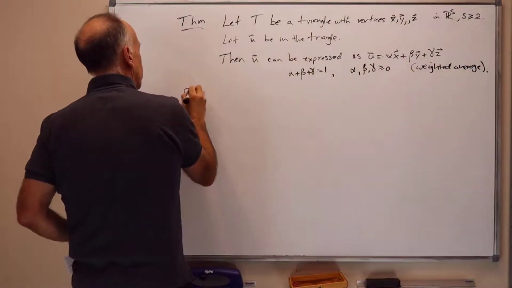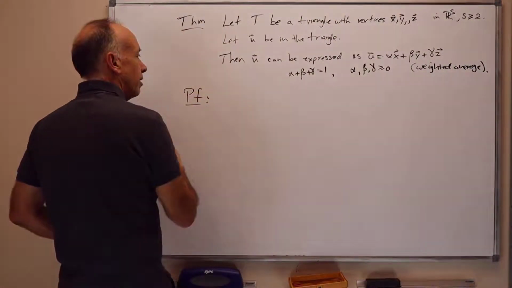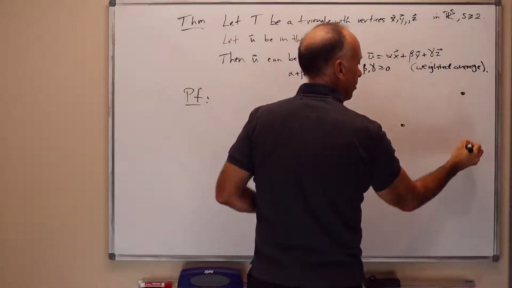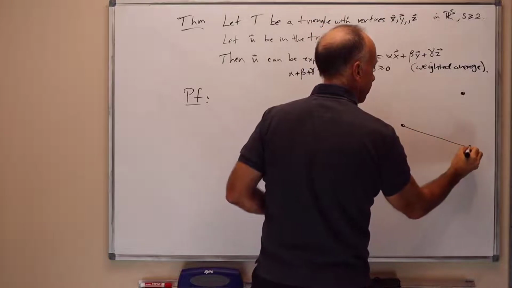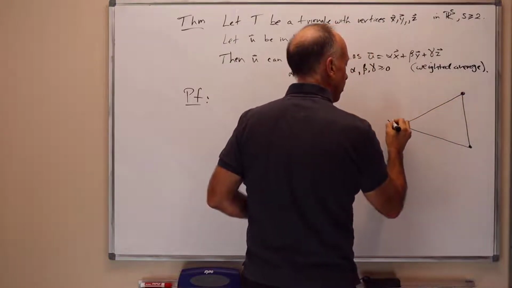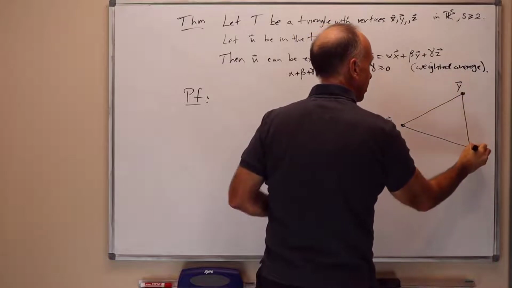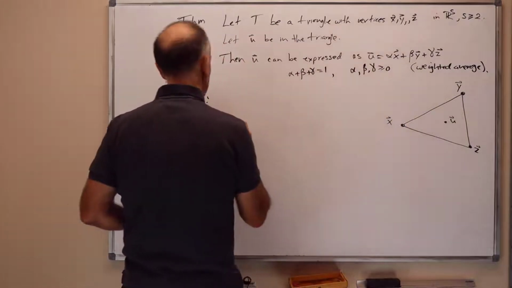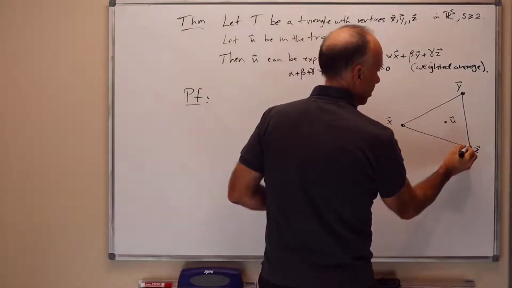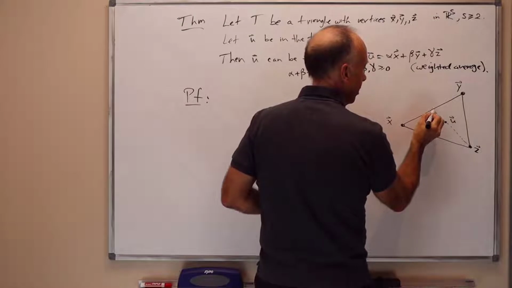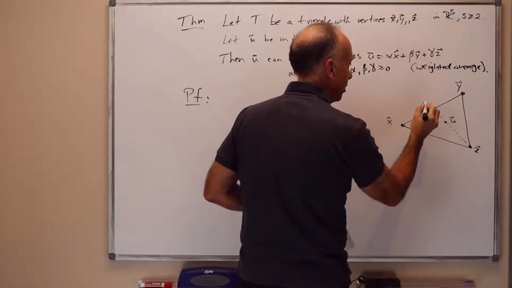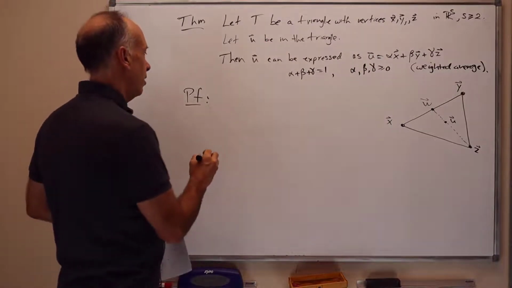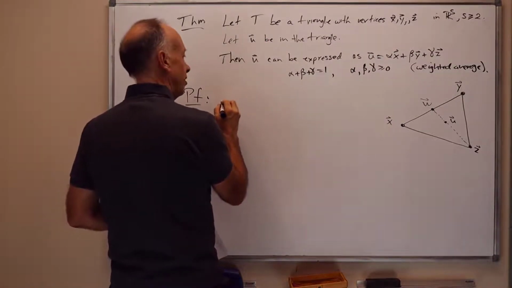So let's give a proof of this. It's not a hard proof. We'll just do pretty much a picture proof, but a little bit of computation. So here's our triangle T with the 3 vertices x, y, and z. Here's our point U in the interior. So we start by drawing the line between U and Z and extending it to where it hits the edge x, y, and we call that intersection point W.